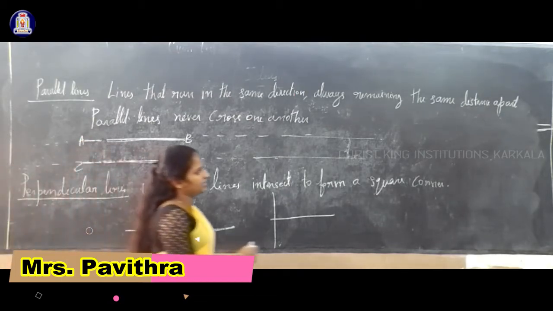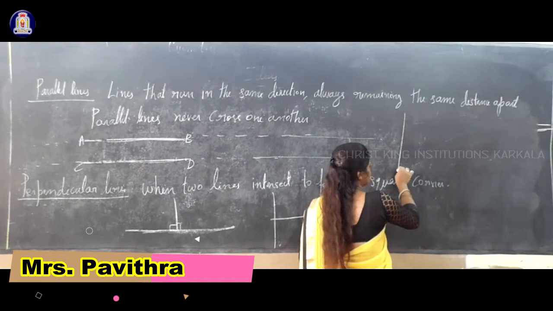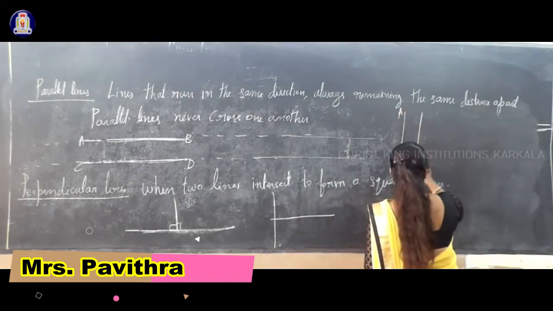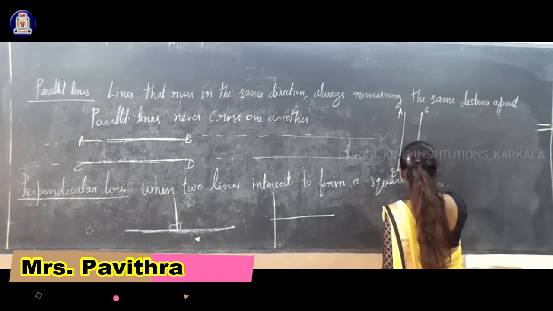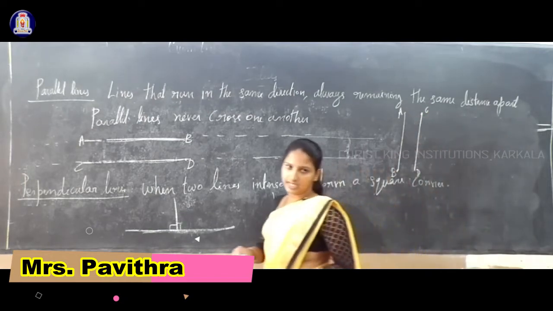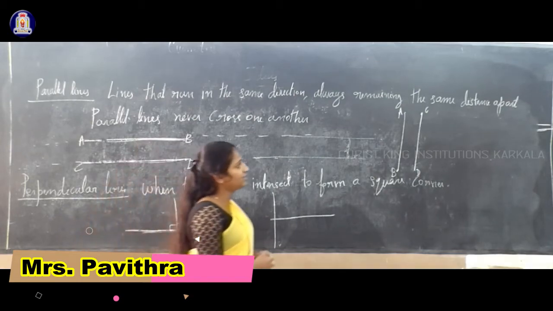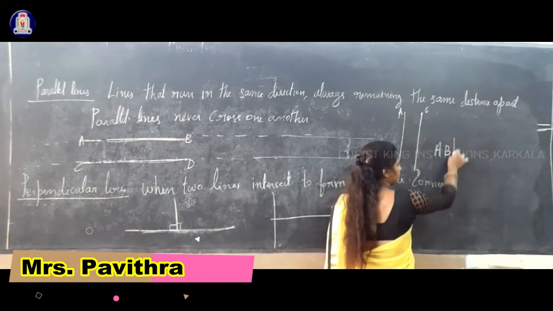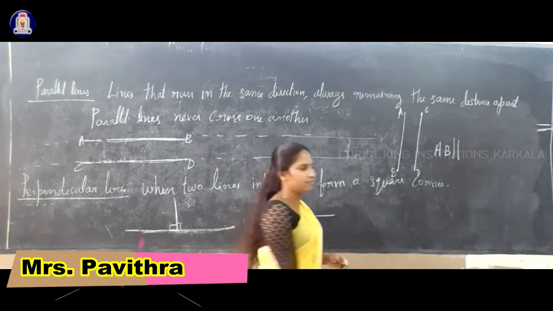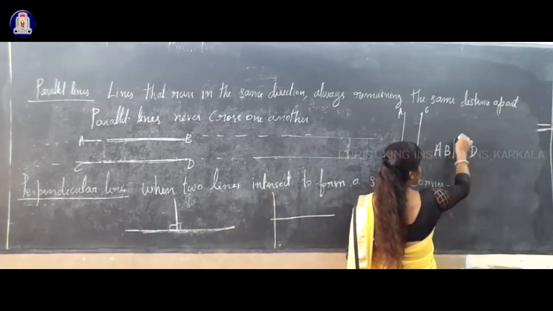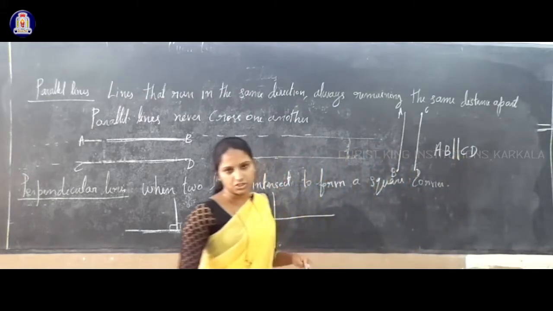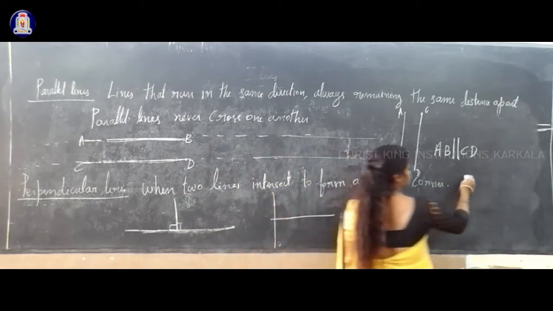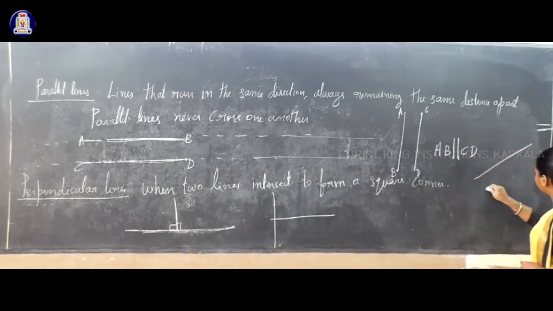Sometimes we draw parallel lines like this. Consider a straight line segment AB that is a vertical line, and one more line we can draw, CD, also a vertical line. So AB is parallel to CD. Mathematically we can write it like this: AB is parallel to CD. This is the mathematical representation. Or we can draw it like this also. These are also parallel lines.